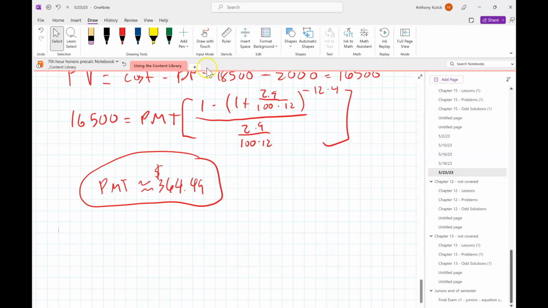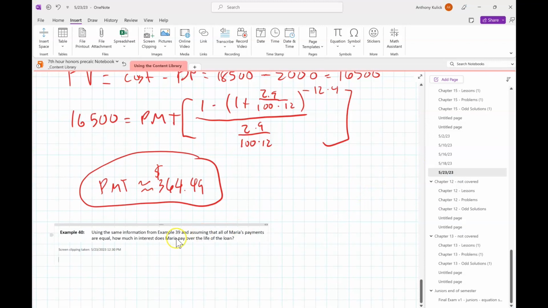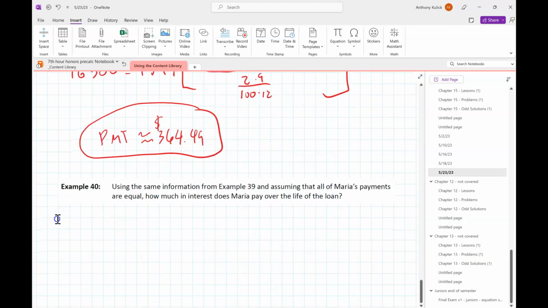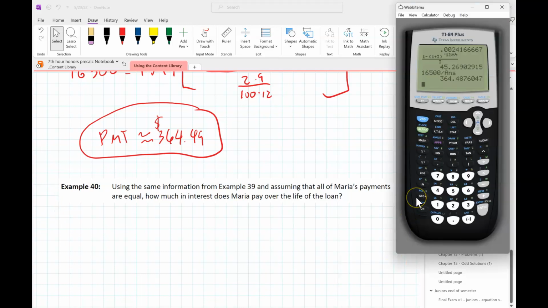Okay. So the big remaining question here, and the last question that I have to ask is how much did Maria end up paying in interest on her loan? How would I figure that out? Well, how much did Maria end up paying on her loan? How would I calculate that? Four.